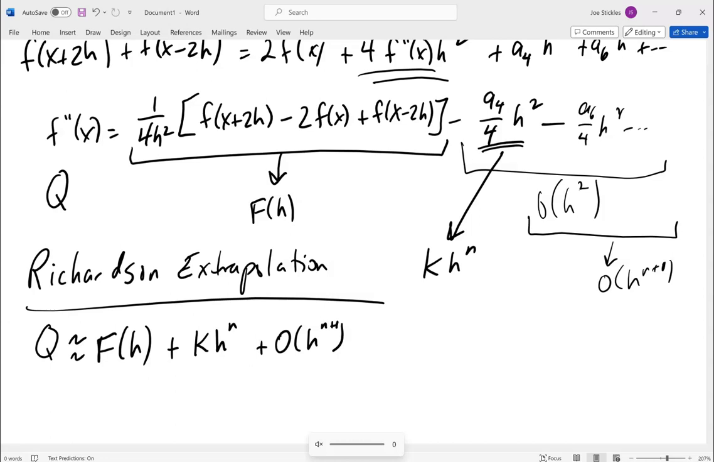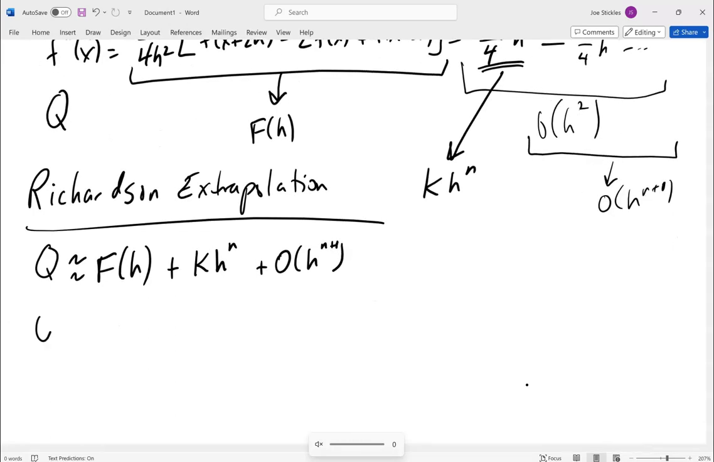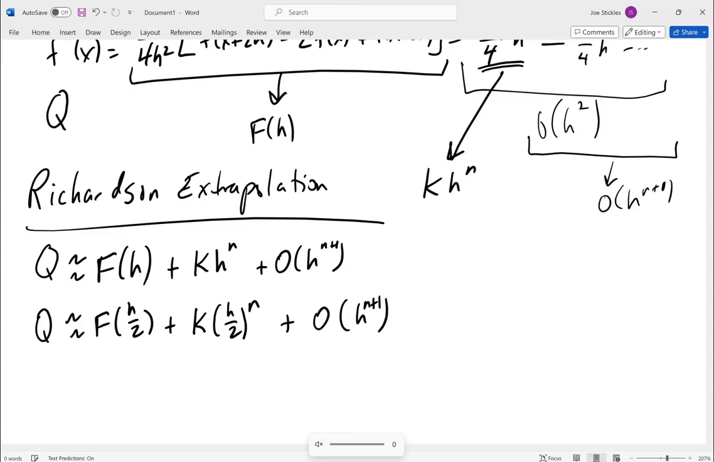So what we're going to do is we're going to replace the h with h over 2. Okay? That still should give me an approximation for the Q. This should be f of h over 2 plus k times h over 2 to the n. And this has still got some error term that has n plus 1 terms in it.